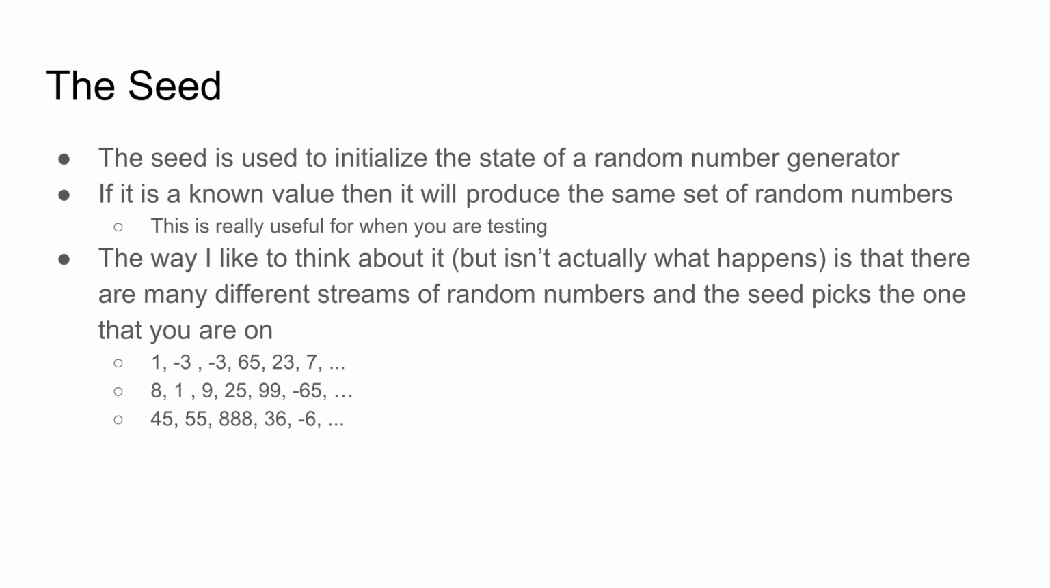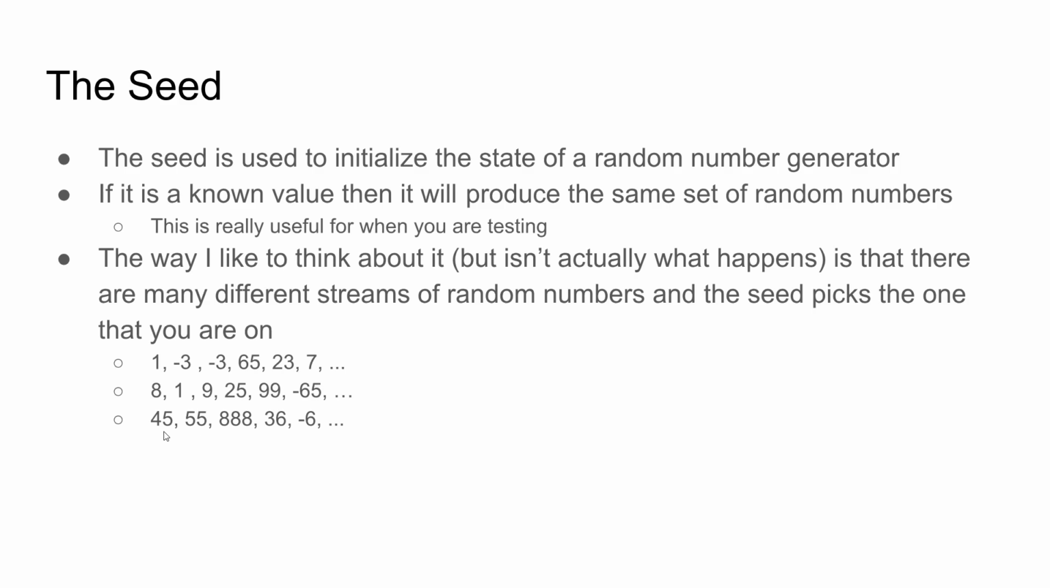A nice way of thinking about it is that each of the random number generators is capable of generating some sequence of random numbers, and the seed tells you which of these sequences to pick. So one seed might set you on this stream of random numbers here, where the first value is 1, then -3, then -3, then 65, and so on. A different seed, maybe say 7, puts you on this stream of random numbers. And then say maybe 85 puts you on this stream down here, right?